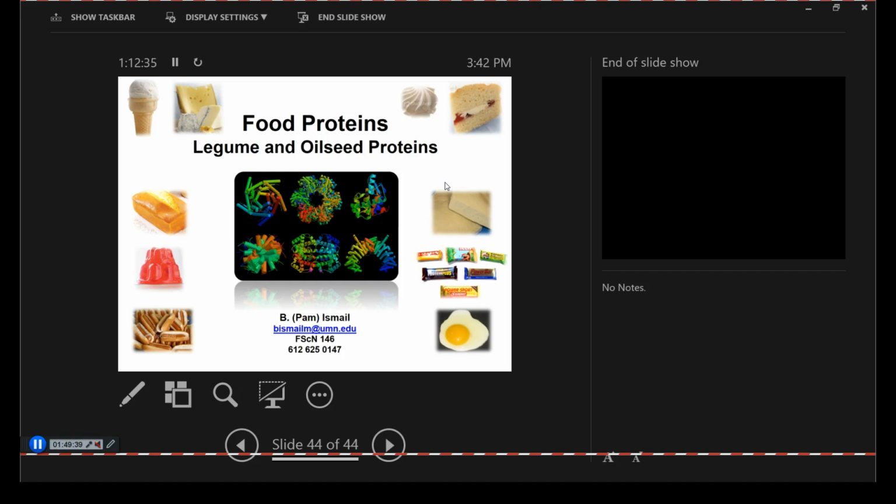Then BSA is 65 kilodalton. That's the third fraction. Is it just 65? Yes, 65. Alpha S1 is 23 kilodalton. Alpha S2 is 25 kilodalton.